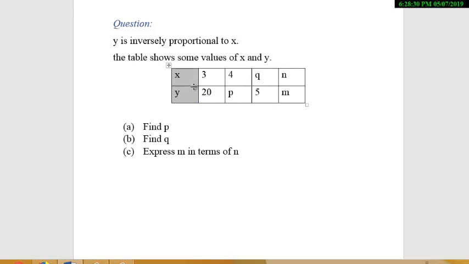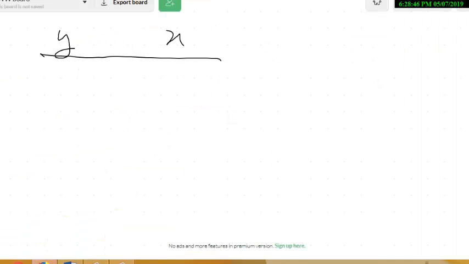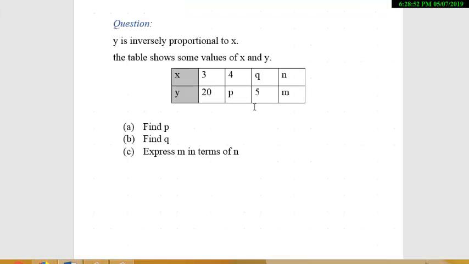Okay, look here. Y is inversely proportional to x. Let me write it here. So it is y and x. There are two variables, y and x. They are inversely proportional. Okay, let me write the headings first, and then use any column. These are columns. So use that column in which both x and y are given first. So this first column here, x and y both are given.